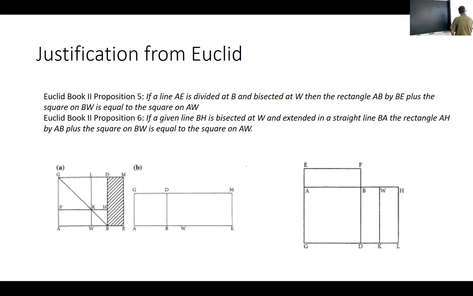What can we do? So I think that's supposed to be either rectangle AH by AB is equal to that. And so the idea is if you sort of cut it there, and you take this rectangle and put it on top of here, then you get a square that turns out to be the same as the square on AW. And the other one is a little bit easier. Oh, sorry, I was reading the wrong thing. AB by BE.